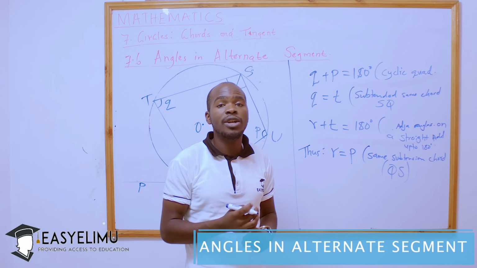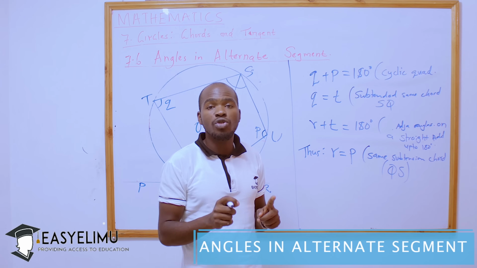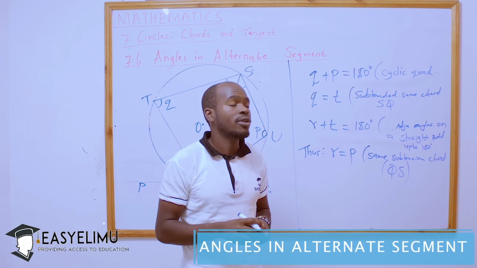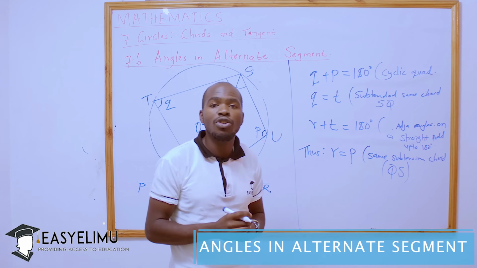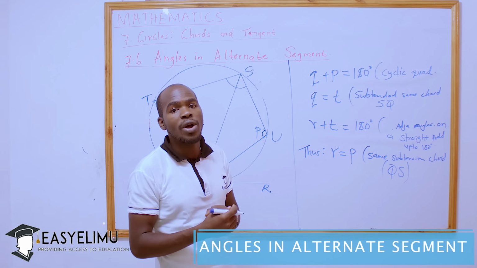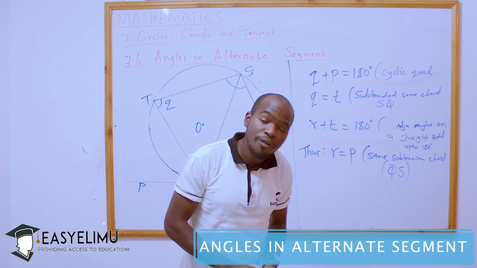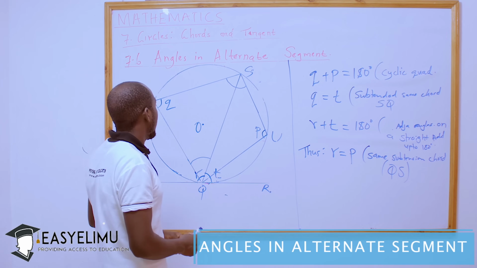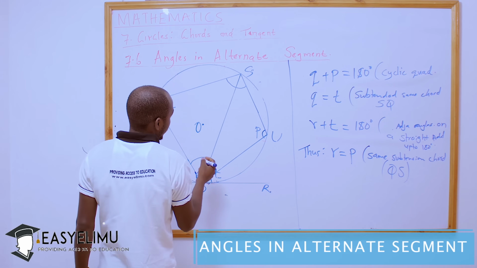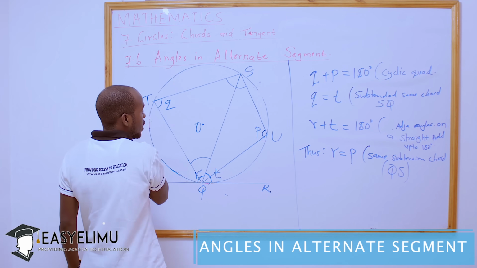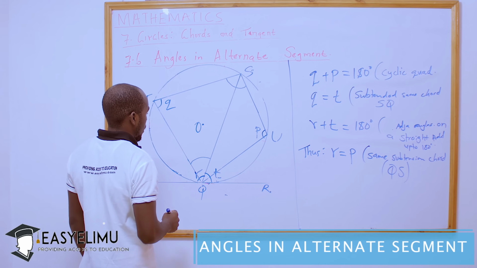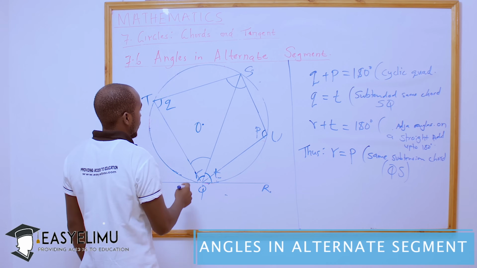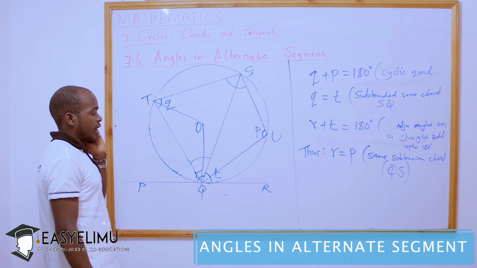If they are on the circumference, remember to use the formula of the cyclic quadrilateral. And if on a straight line, then you know that the adjacent angles on a straight line will add up to 180 degrees. Another formula to note is that in case we have this angle P, let's take another one.